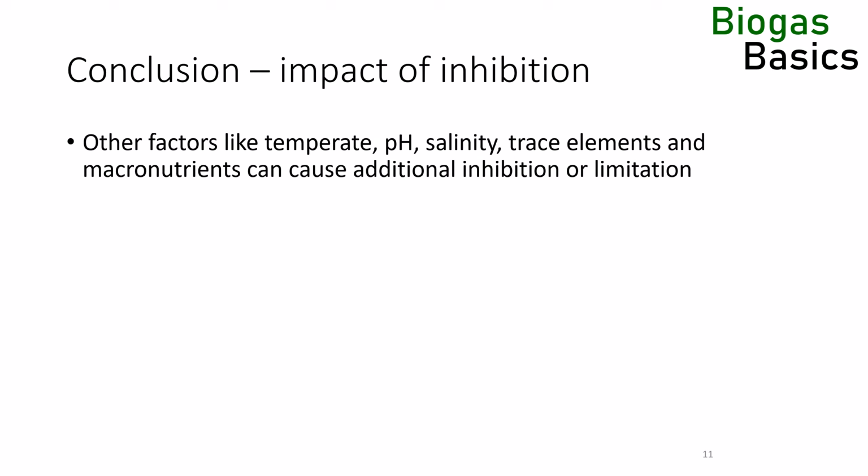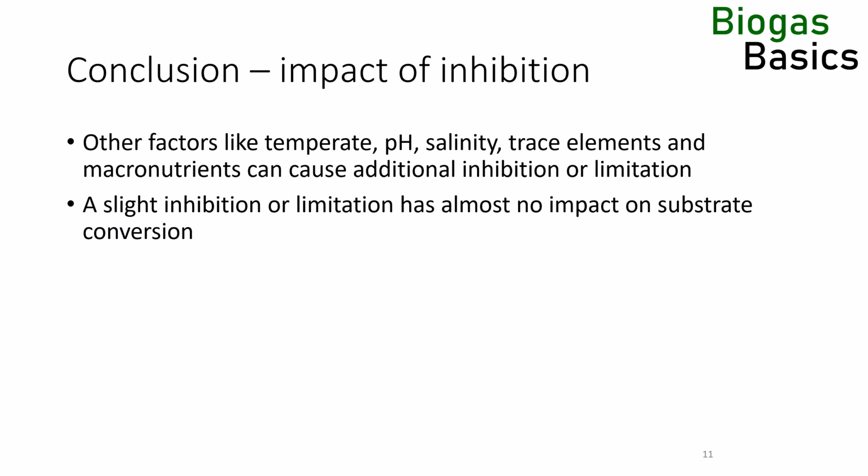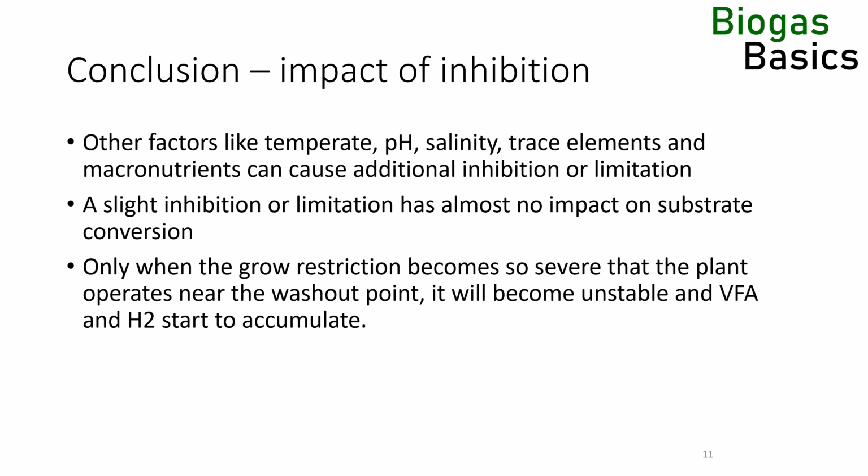Other factors like temperature, pH, salinity, trace elements, and macronutrients can cause additional inhibition or limitation by reducing the maximum growth rate μmax. A slight inhibition or limitation will push the washout point to higher residence times, but as long as the washout point is far enough from the current residence time, the reduction in μmax has almost no impact on substrate conversion. Only when the growth restriction becomes so severe that the plant operates near the washout point, it will become unstable and volatile fatty acids and hydrogen start to accumulate. If this happens, increase the residence time by reducing the feeding.